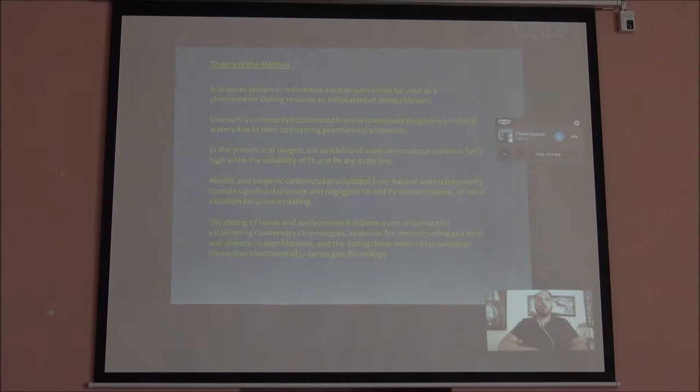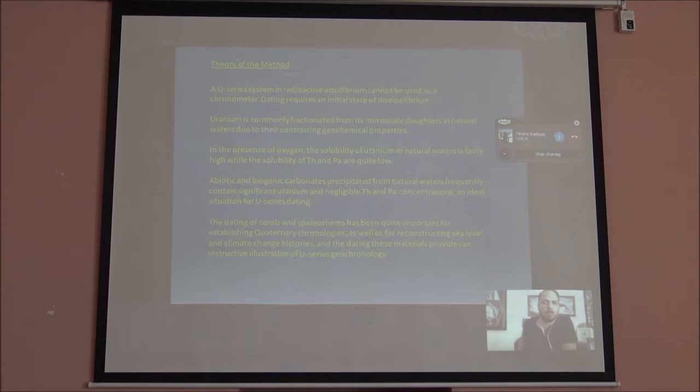The U-series system in radioactive equilibrium cannot be used as a chronometer. The dating requires an initial state of disequilibrium. Uranium is commonly fractionated from its immediate daughters in natural waters due to their contrasting geochemical properties. In the presence of oxygen, the solubility of uranium in natural water is fairly high, while the solubility of thorium and protactinium is quite low. So this is a very good occasion to use it as a chronometer.